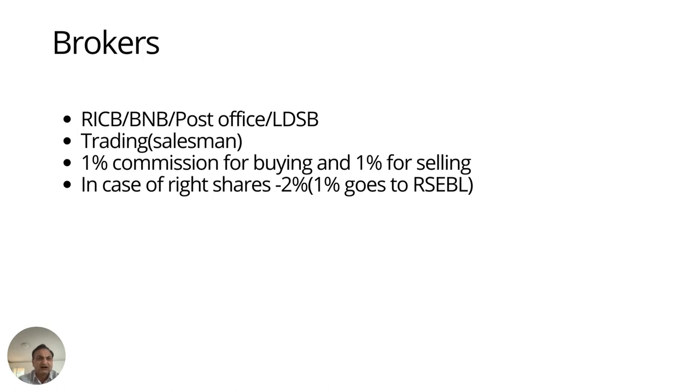So, whether you buy or sell, 1% of whatever the trade is will go to the brokers. If I buy shares worth 1,000, I have to give 1% of that to the broker. So, for 1,000, I have to give 10 to the broker, whether for buying or for selling. And if you buy the right share, it is 2%. You have to pay 2% to the broker.